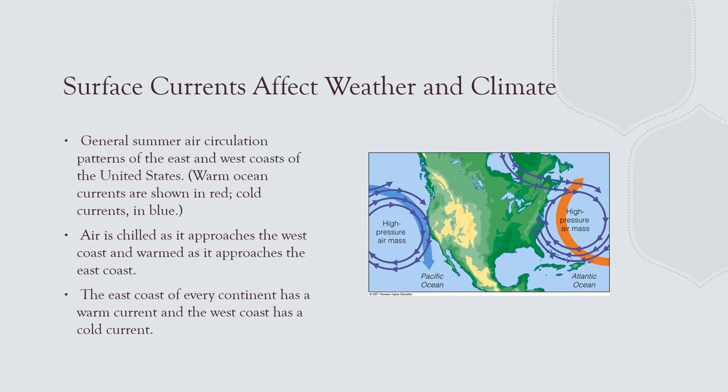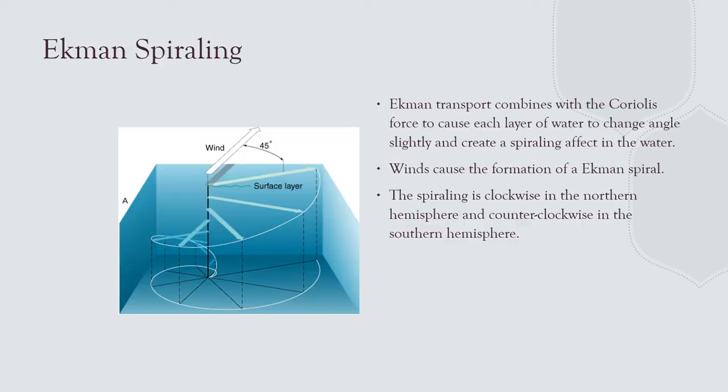And they govern world climate as far as pumping warm water toward the poles, moderating climate, pumping cool water back toward the equator, moderating climate. Localized Ekman spirals can spin off mini whirlpools, if you will.